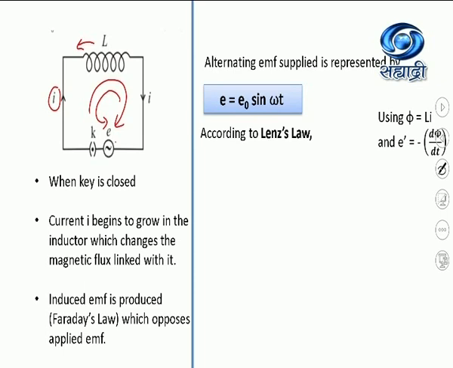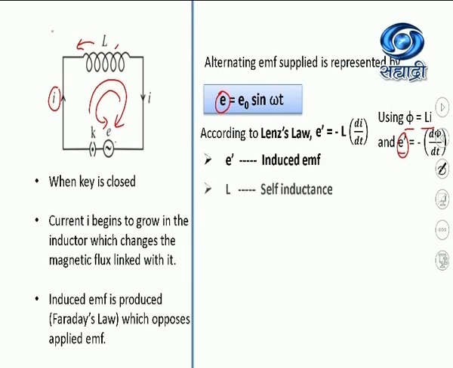Now we know that the flux linked with the coil is given by the formula phi is equal to L into I, where L is the self-inductance of the coil, and the induced EMF in the coil is given by the formula, according to Faraday's second law of electromagnetic induction, E dash is equal to minus d phi by dt. So E is the applied EMF and E dash is the induced EMF in the coil, and that is given by the formula E dash, the induced EMF, is equal to minus L into di by dt.